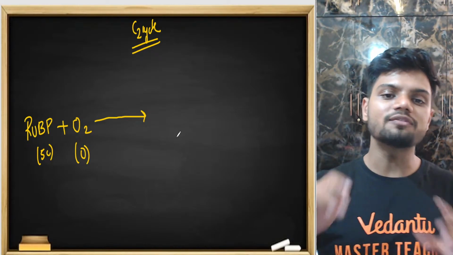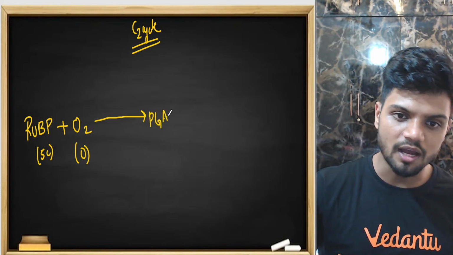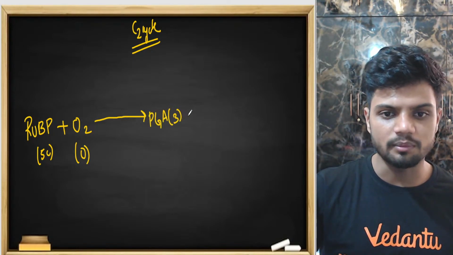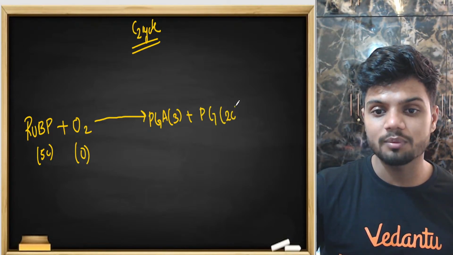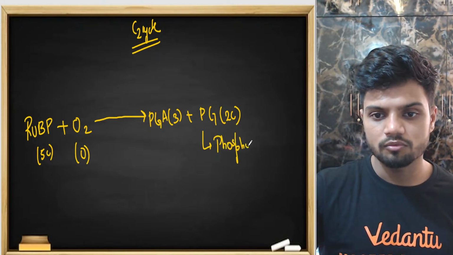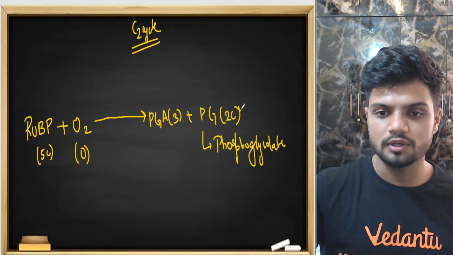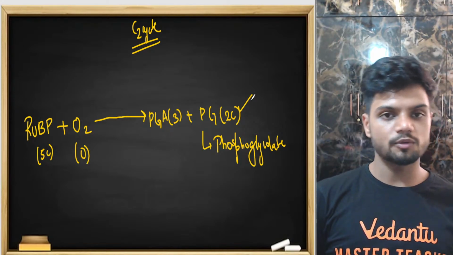But we don't get an entire 5 carbon product. We actually get two products. One is called PGA, which, as you already know, is 3 carbon, plus PG. PG is going to be 2 carbon. This PG is called phosphoglycolate. Phosphoglycolate is produced. This is called your C2 cycle.